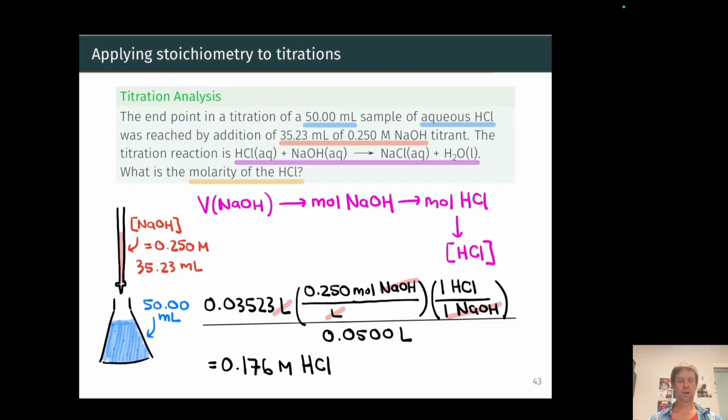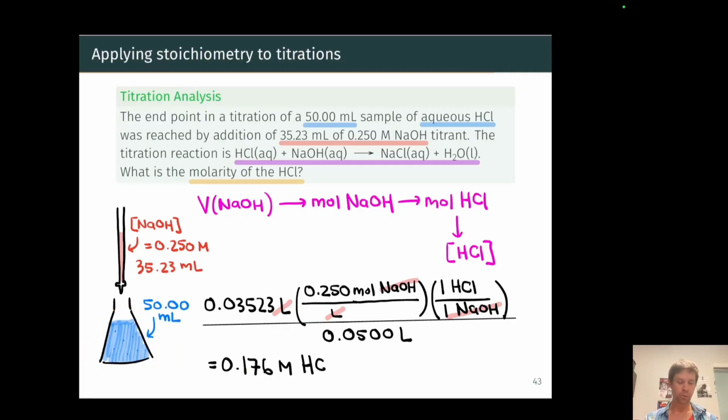So let's take a moment and walk over this problem one more time. The idea was we knew the concentration of the titrant. We always know this. The titrant is a known solution whose concentration is known precisely. We delivered a volume of that titrant into this Erlenmeyer flask, 35.23 milliliters from the burette, and that volume corresponds to the exact amount of NaOH needed to use up all the HCl that was down here.